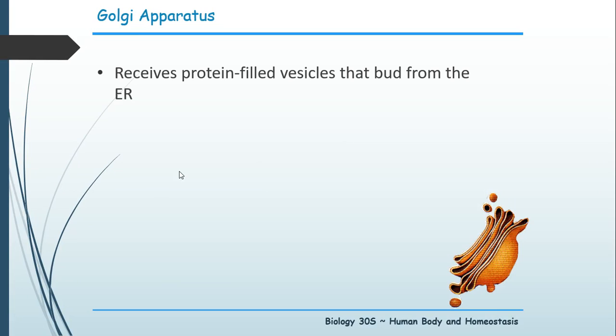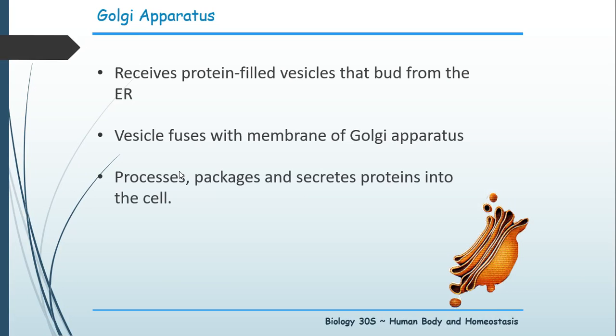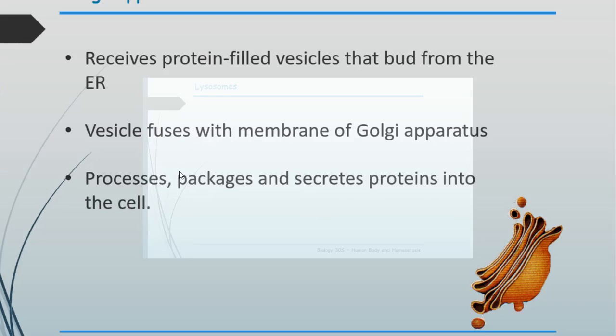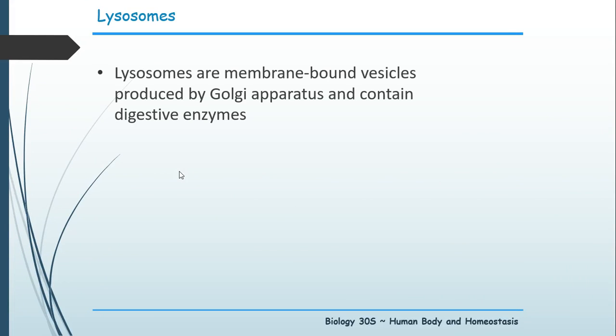All of the proteins from the ER will end up here eventually. They're going to fuse with the Golgi apparatus. They'll process, they'll package, and then they will secrete that into the cell and then wherever it needs to go from there. That leads to the lysosome. These are security guards in our city cell, or however you want to look at this metaphor. They're made by the Golgi apparatus, so believe it or not, in this case, your security guards are coming from UPS.